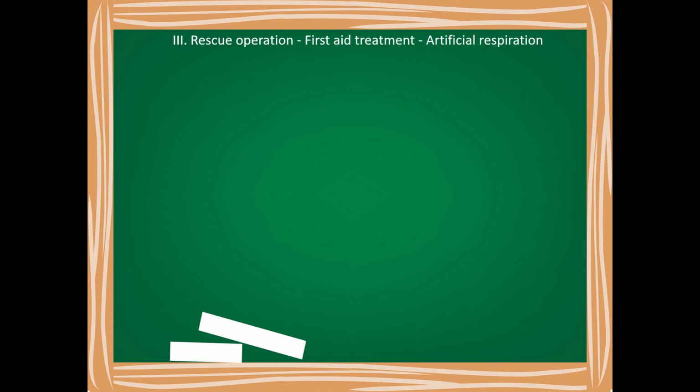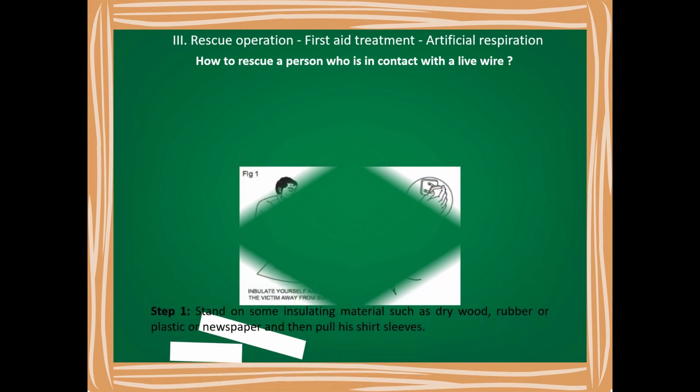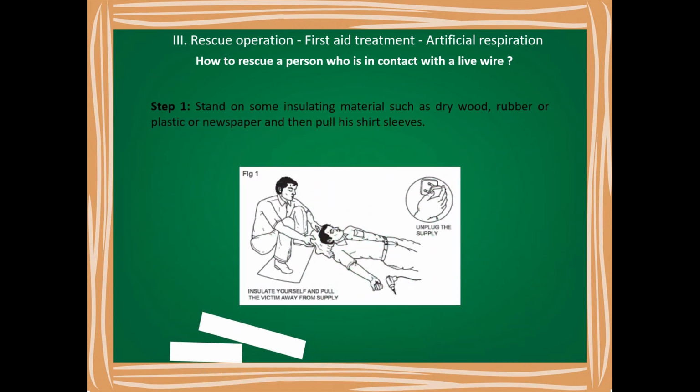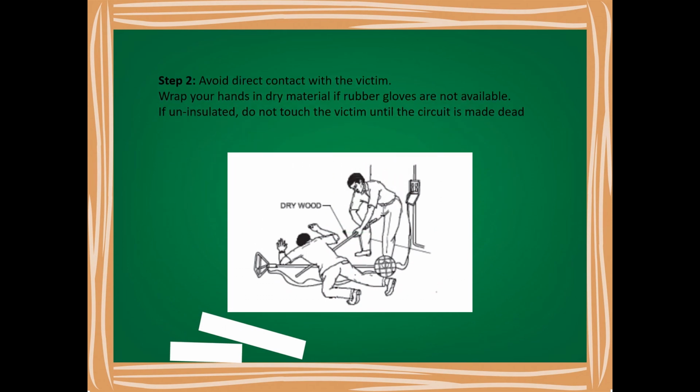Rescue operation, first aid treatment, artificial respiration. How to rescue a person who is in contact with a live wire. Stand on some insulating material such as dry wood, rubber, plastic, or newspaper, and then pull his shirt sleeves. Avoid direct contact with the victim. Wrap your hands in dry material if rubber gloves are not available. If uninsulated, do not touch the victim until the circuit is made dead.